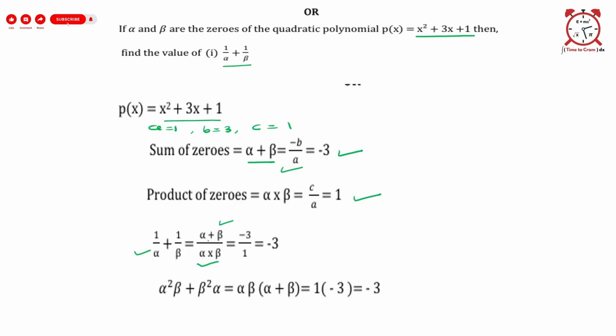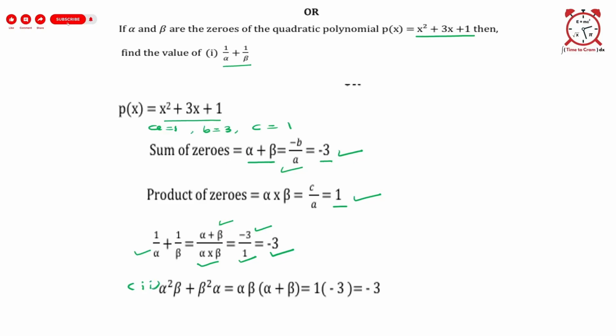So now we have both values here: alpha plus beta equal to -3, that we are keeping here, and alpha into beta equal to 1, that we are keeping here. So after simplifying we will have the value -3. This is the second result.